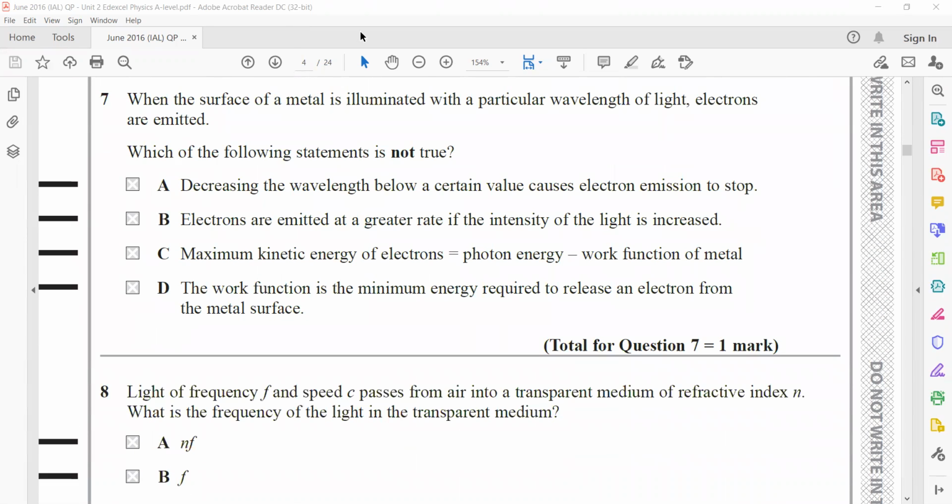When the surface of a metal is illuminated with a particular wavelength of light, electrons are emitted. Which of the following statements is not true? Decreasing a wavelength below a certain value causes electron emission to stop.